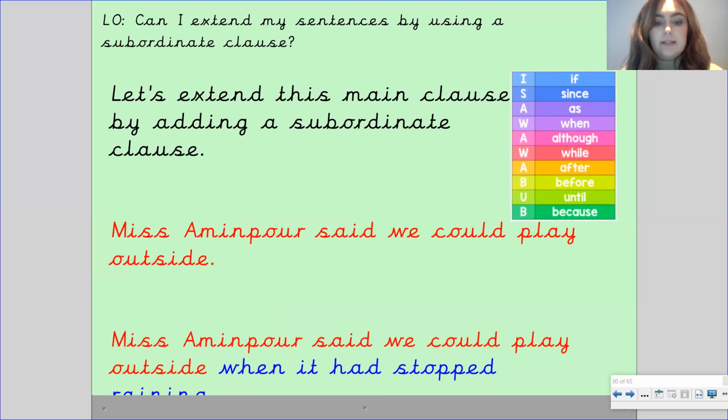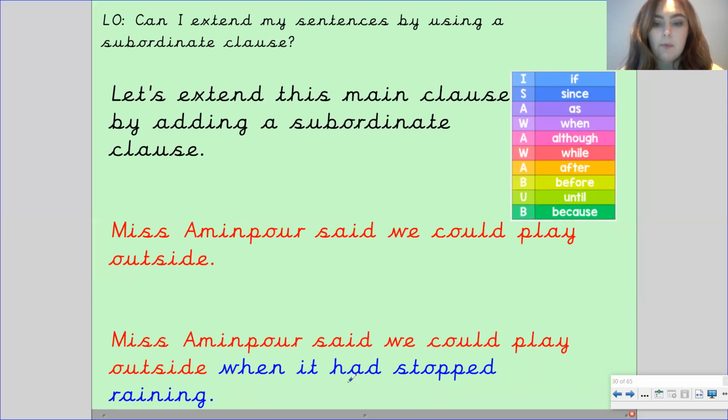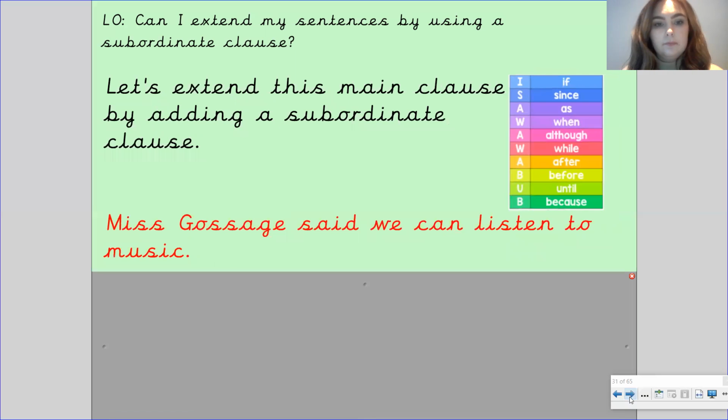Okay, so we could have had something like, Miss Amanpour said we could play outside when it had stopped raining. Our subordinating conjunction is "when", and our subordinate clause is "when it had stopped raining". Let's have a go at extending this one.